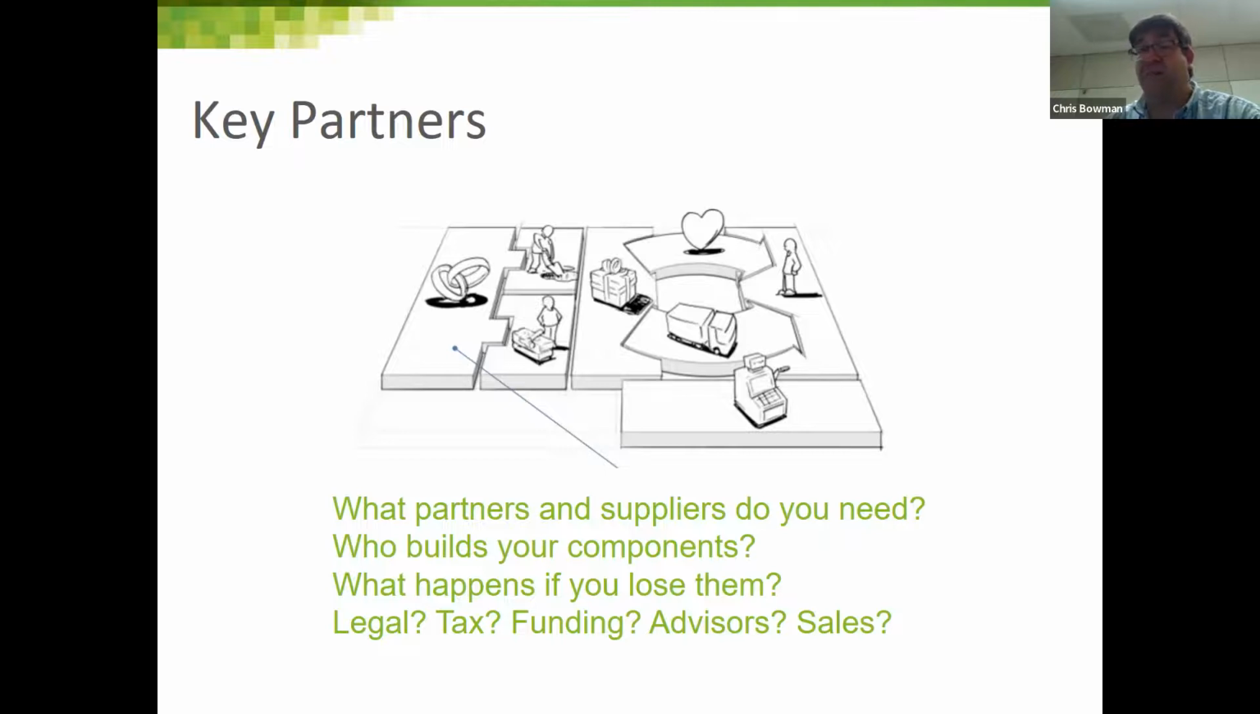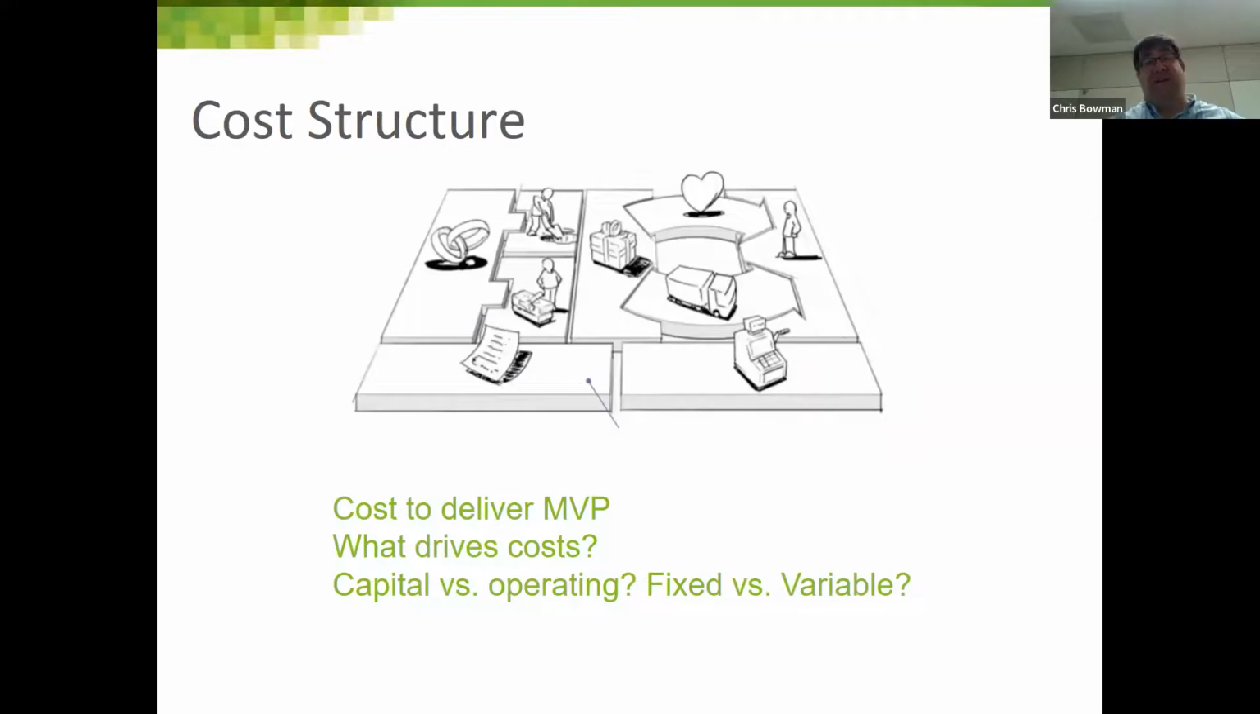Are you going to be involved with things like chambers of commerce or those kinds of organizations? Do you need salespeople? Can you outsource your salespeople? So on and so on. Who are the partners that you're going to be working with on a day-to-day basis to deliver this product or service to the market? And then everything sort of falls on the left-hand side under the cost structure.